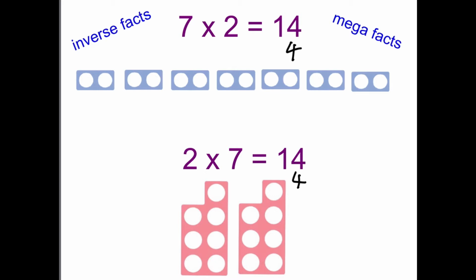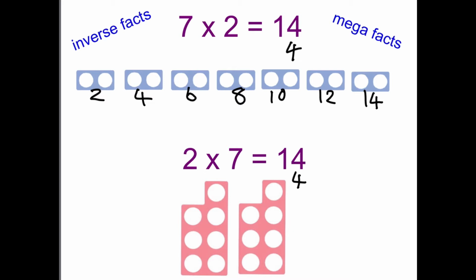We haven't been counting these recently, so we're just going to go back and check by counting in 2s. 2, 4, 6, 8, 10, 12, 14. And then if you swap the numbers, you have 2 sets of 7, which also makes 14. So the 2 pictures are showing you the number fact.